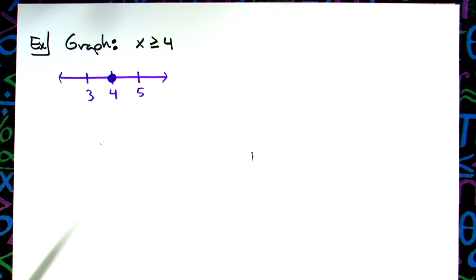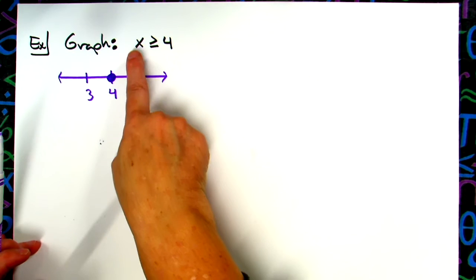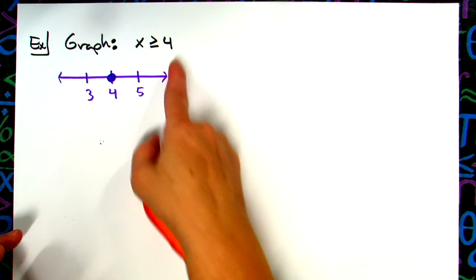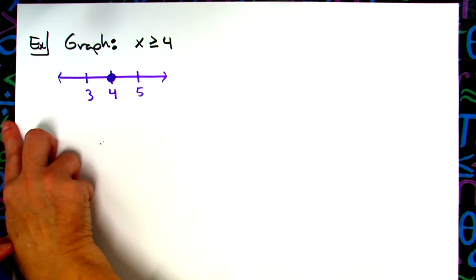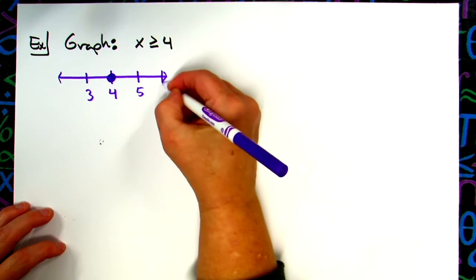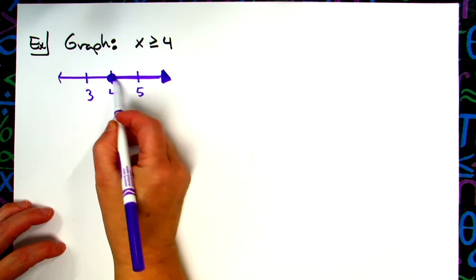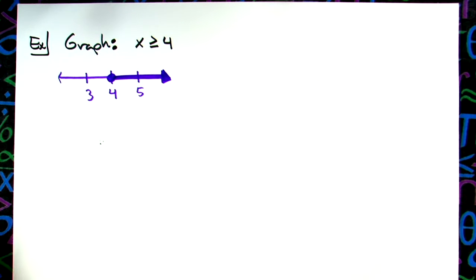Now, this is where it's going to be really important. Can you read that inequality symbol? That says x is greater than or equal to 4. So, are the numbers on the right greater than or the ones on the left? Right. The ones on the right. So then you shade this way. So make a great big arrow and shade that way. Okay, so pretty straightforward. If you can graph it, then you ought to be able to write the inequality if they give you the graph.